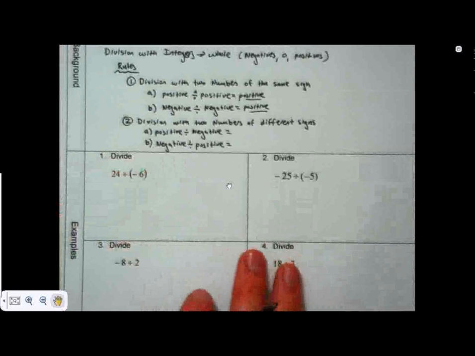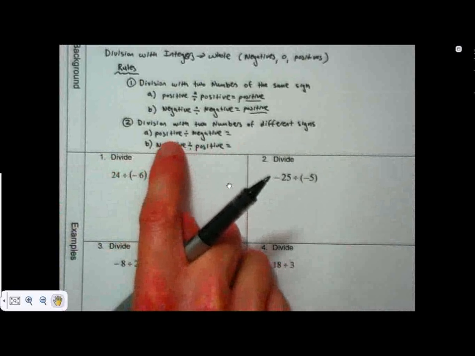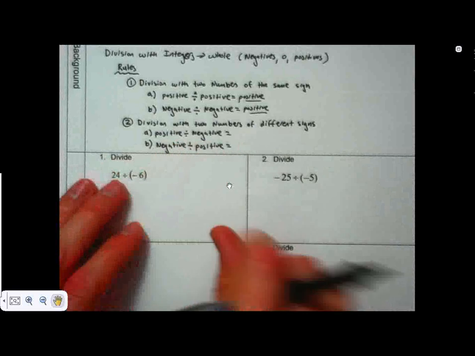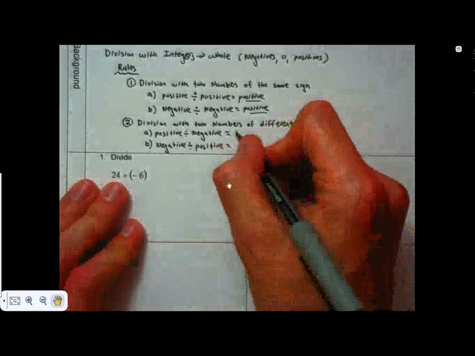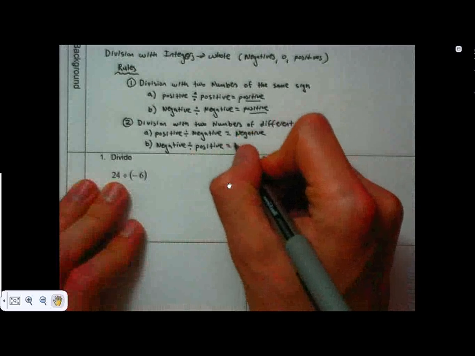If you're doing division with two numbers of different signs, like a positive divided by a negative or a negative divided by a positive, then your answer is going to turn out negative. So this works exactly like multiplication works.